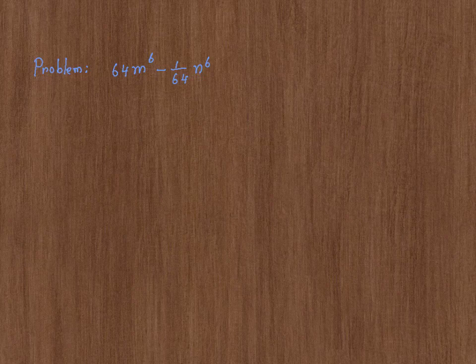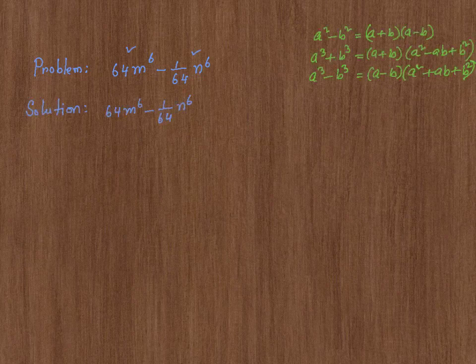In this video, I am going to factor 64m to the power 6 minus 1 over 64n to the power 6. To factor this binomial, I am going to use these three formulas. One is the difference of squares formula, a square minus b square is equal to a plus b times a minus b. The other two are the sum of cubes formula and the difference of cubes formula.